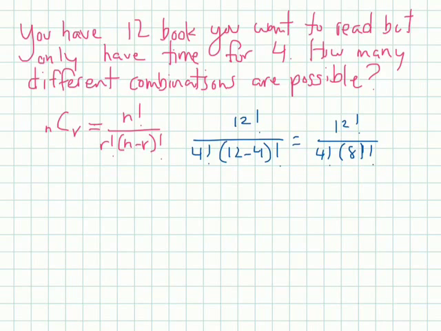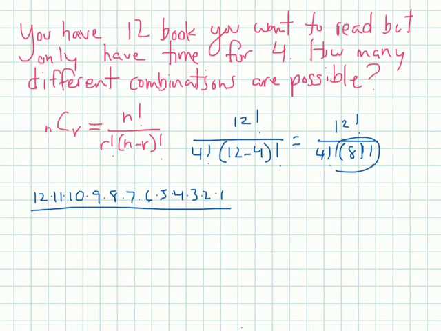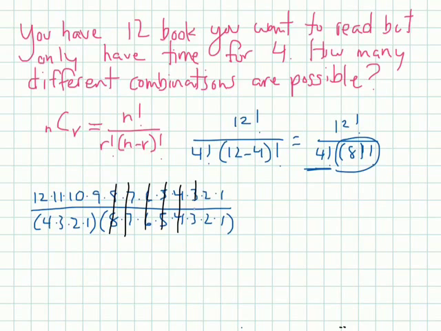Just to show you this multiplied out here, 12 times 11 times 10 times 9 times 8 times 7 times 6 times 5 times 4 times 3 times 2 times 1 over, I'm going to start with this 8 factorial here just to line it up, 8 times 7 times 6 times 5 times 4 times 3 times 2 times 1. And this is times 4 factorial, which is 4 times 3 times 2 times 1. Okay, so that's it. Let's see what we can cancel out. We can cancel out 8, 7, 6, 5, 4, 3, 2, 1, and we're left with this.